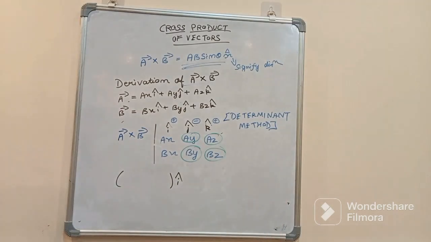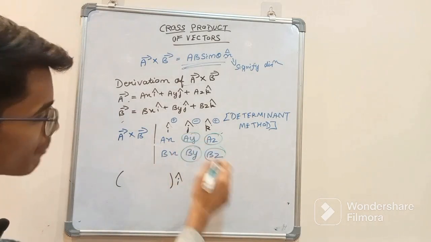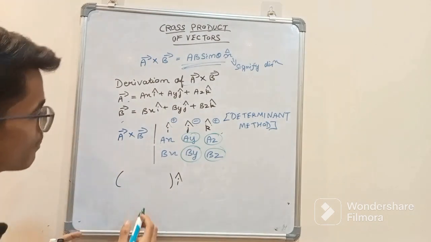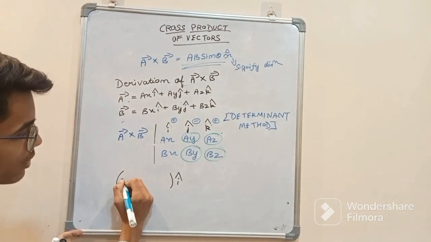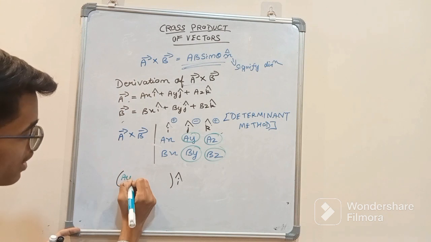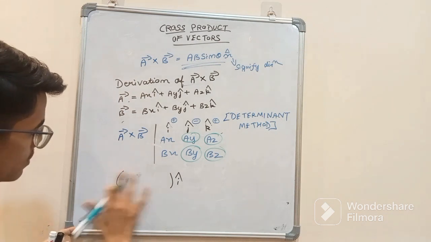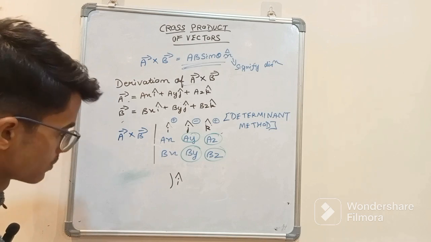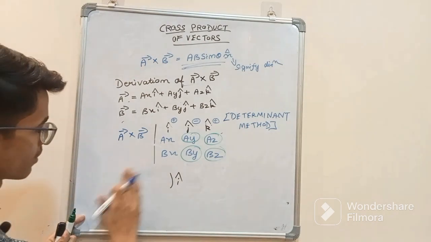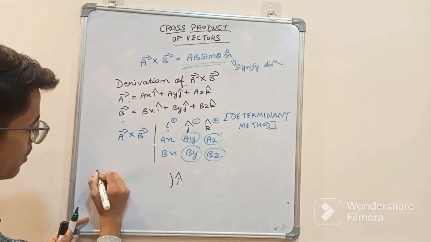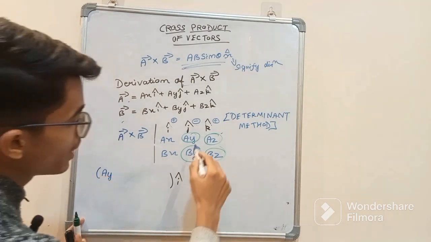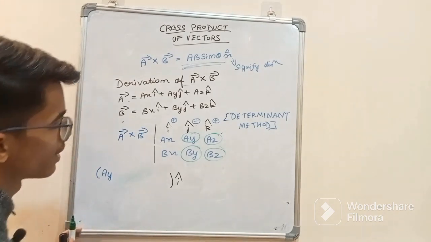So let's do that. हमारा ये पहला है i cap, so we'll keep the sign as positive. So we have AY, और हमें क्रॉस मल्टीप्लाई करना है, that is obvious.